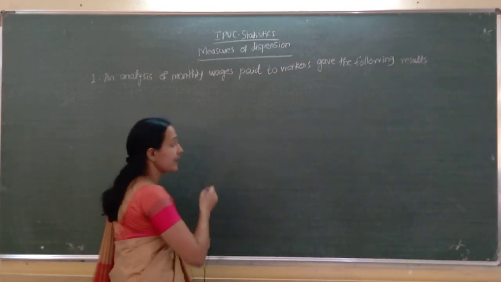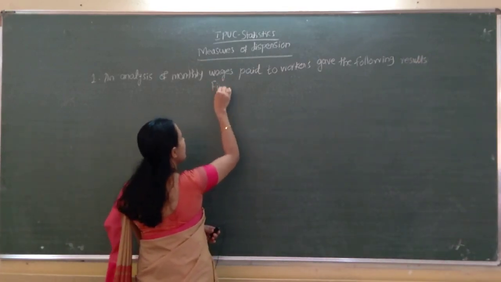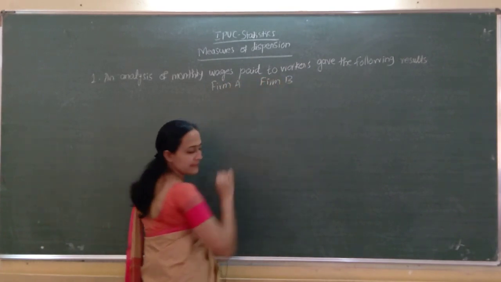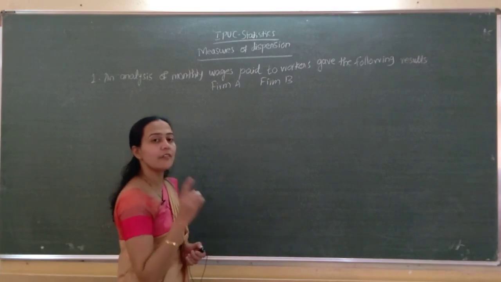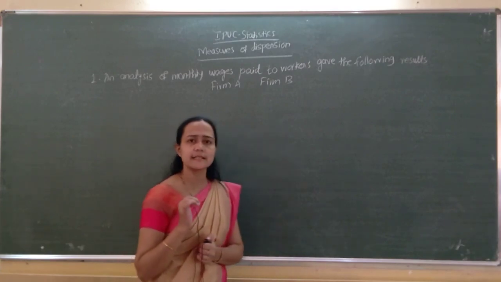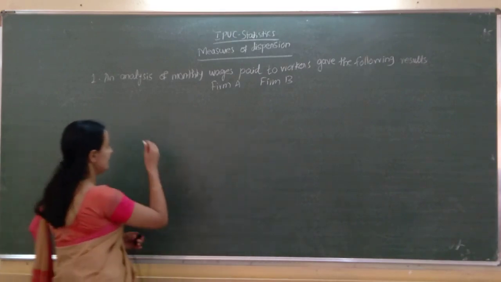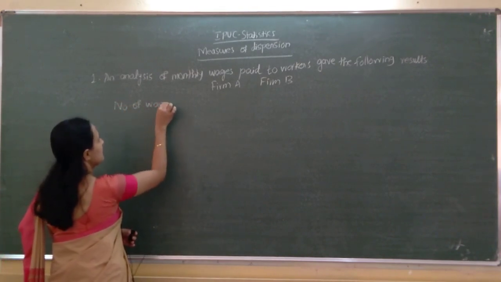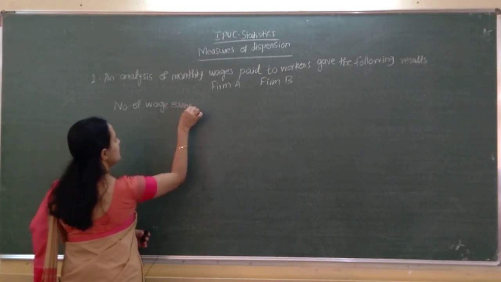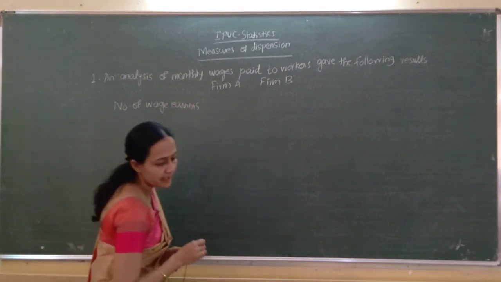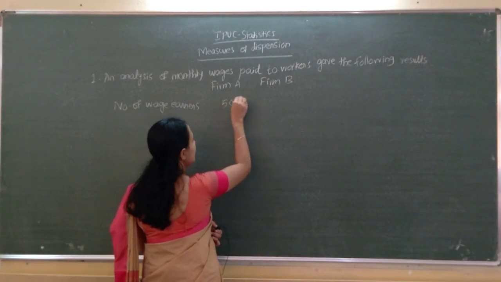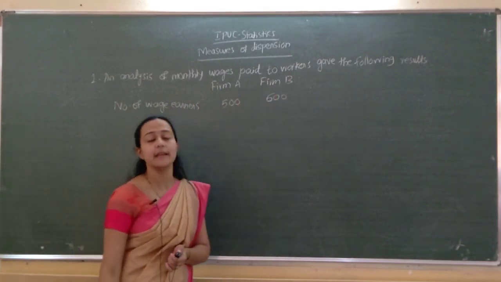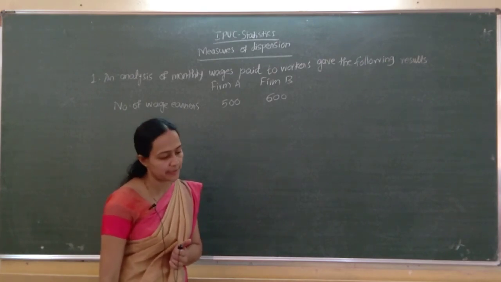Two firms are there, firm A and firm B. Then what all is given? Number of wage earners. Number of wage earners means number of employees, isn't it? Number of wage earners in firm A is 500, in firm B it is 600. So 500 members are there in firm A, 600 members are there in firm B.